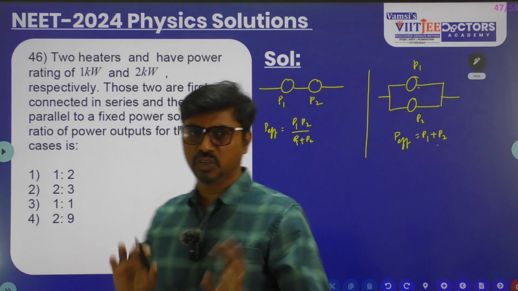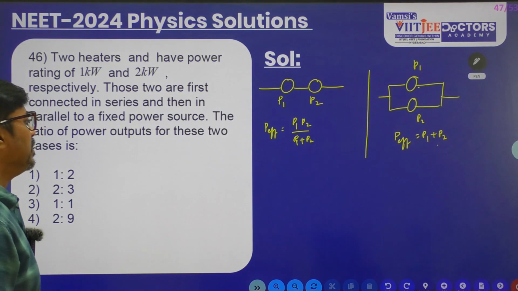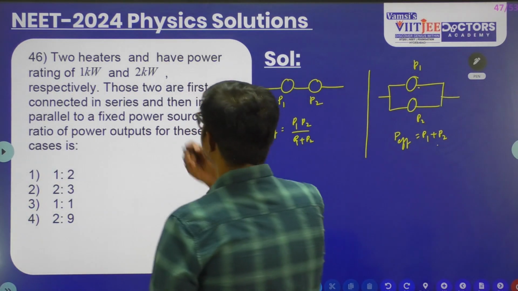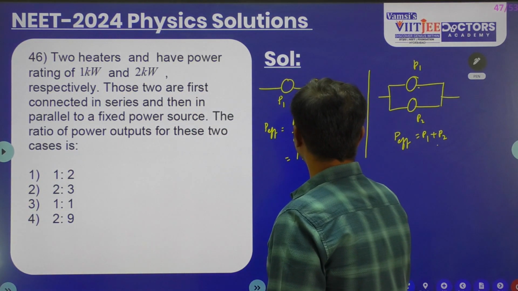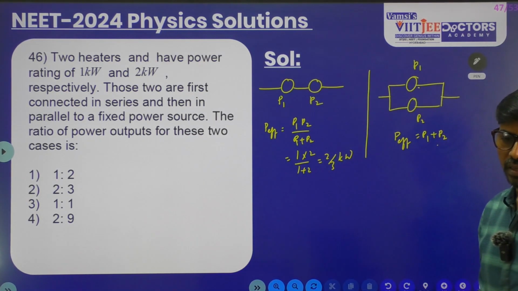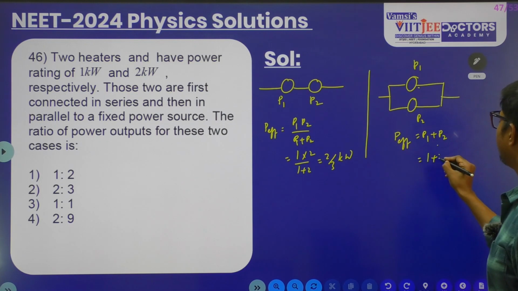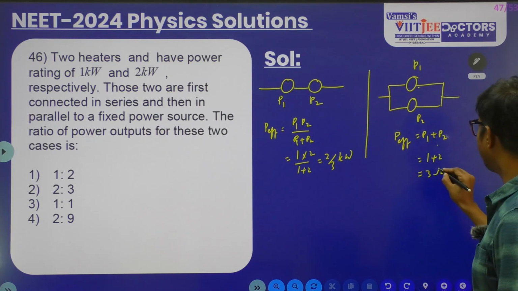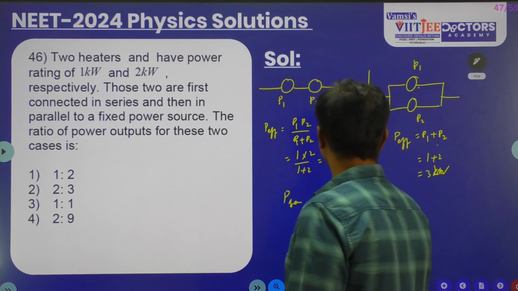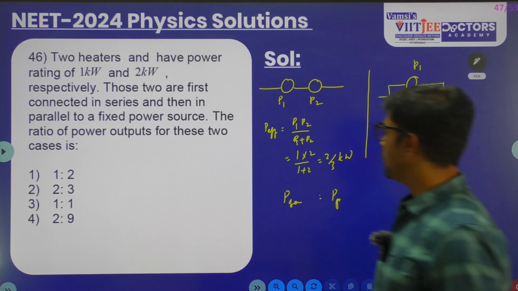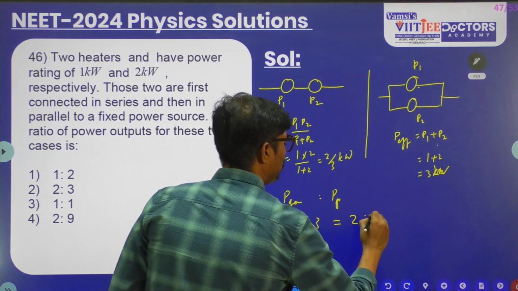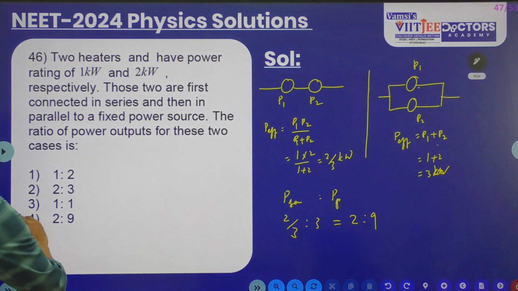So explanation I'm not going to give now. That's a very standard relation here. So this is series and that is parallel connection. He's asking the ratio there. So tell me how much is P1 P2 by P1 plus P2? 1 into 2 by 1 plus 2. That is going to be 2 by 3 kilowatt. And what about here? 1 plus 2, that is going to be 3 kilowatt, sorry. Now P series is to P parallel. If you calculate, that will be 2 by 3 is to 3. That is going to be 2 is to 9. So 2 is to 9 is the answer.